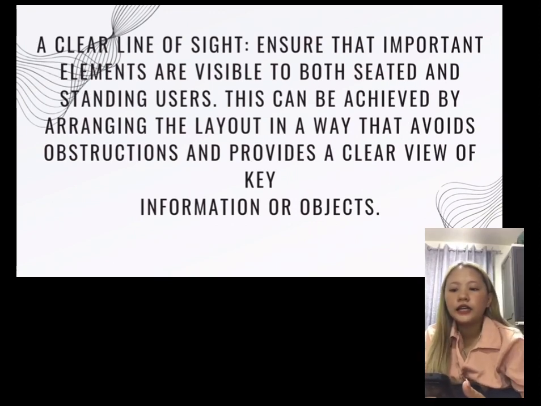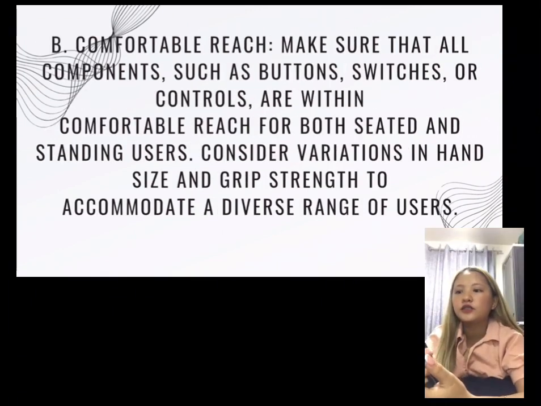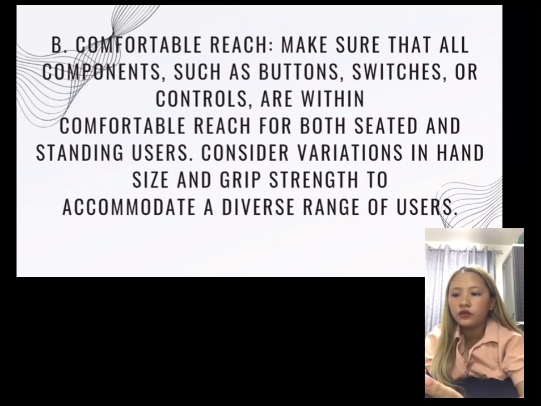So first, clear line of sight. Ensure that important elements are visible to both seated and standing users. This can be achieved by arranging the layout in a way that avoids obstructions and provides a clear view of key information or objects. Next is comfortable reach. Make sure that all components such as buttons, switches, or controls are within comfortable reach for both seated and standing users. So consider variation in hand size and grip strength to accommodate a diverse range of users.